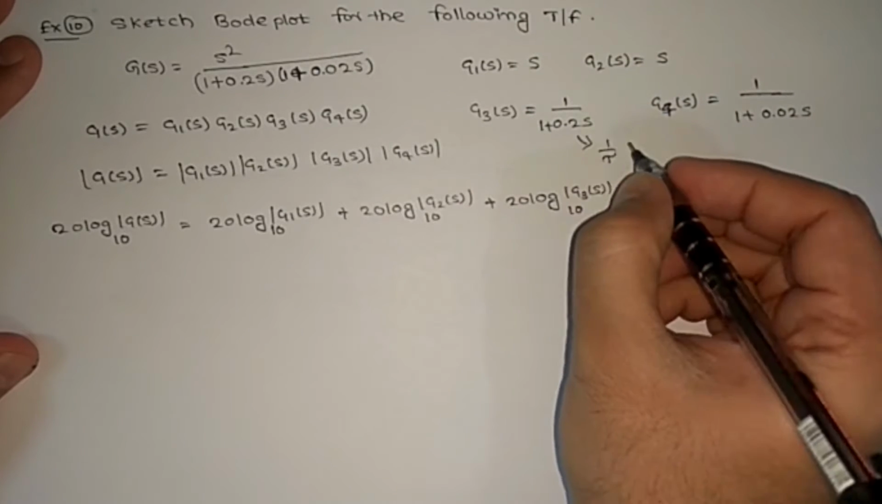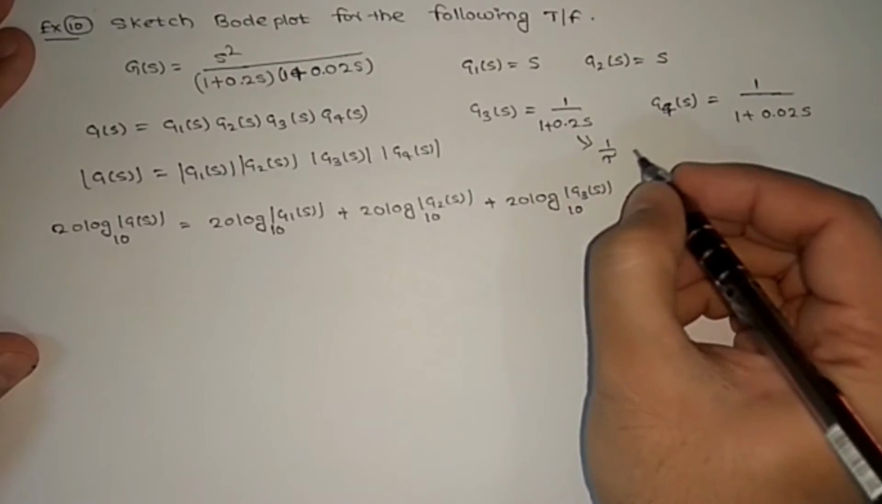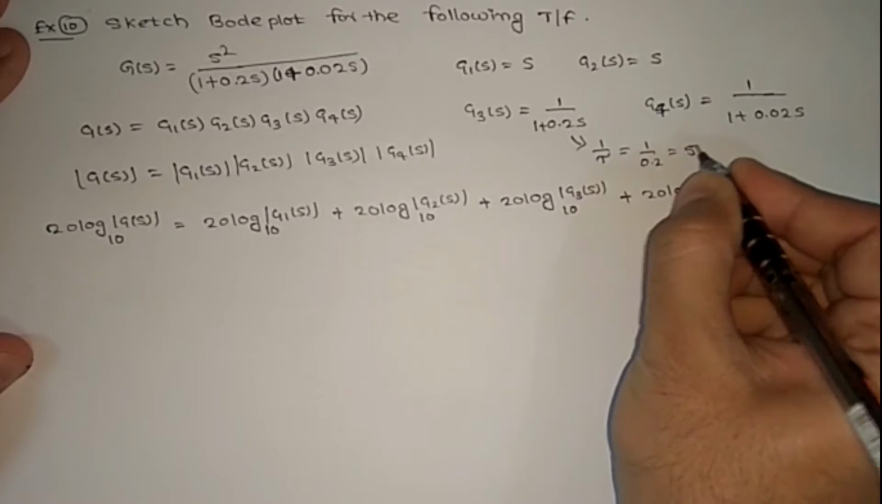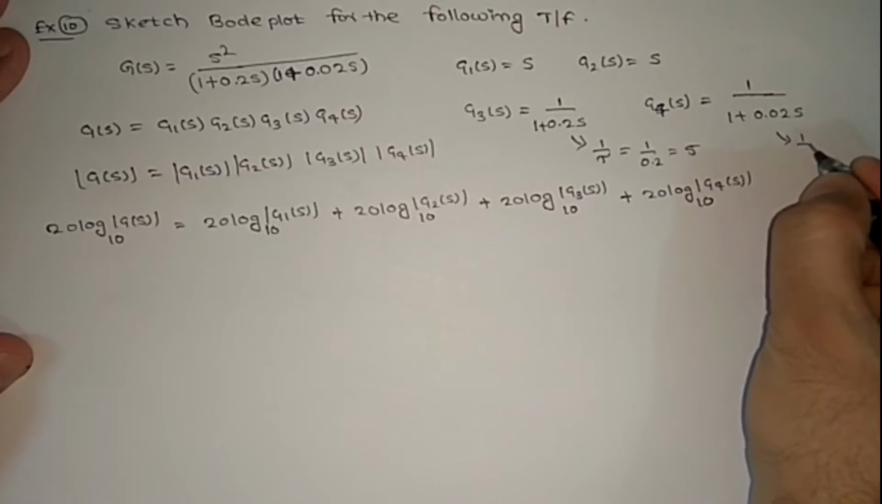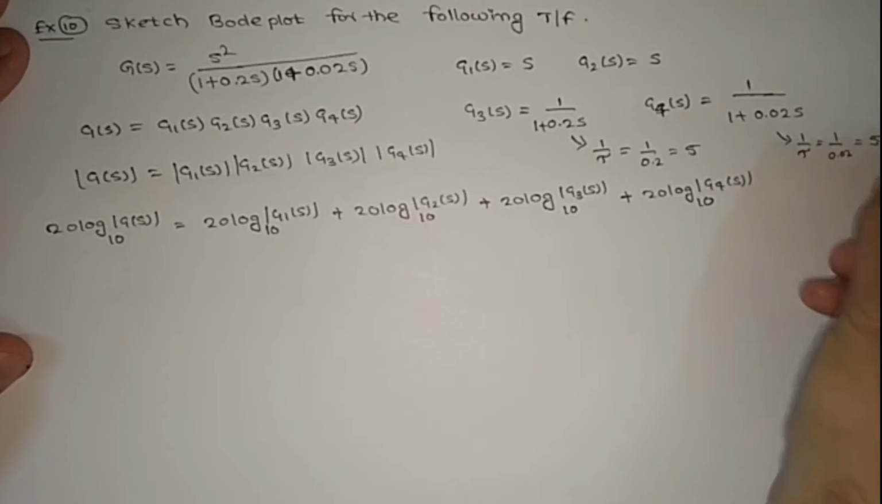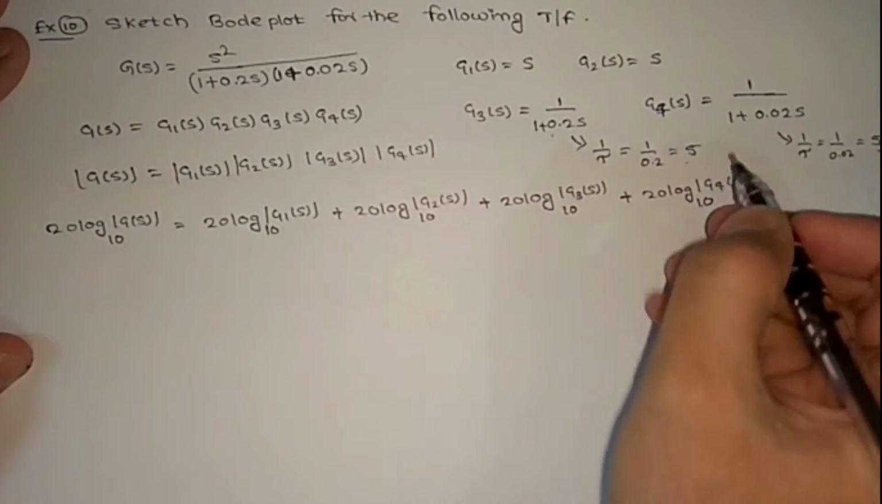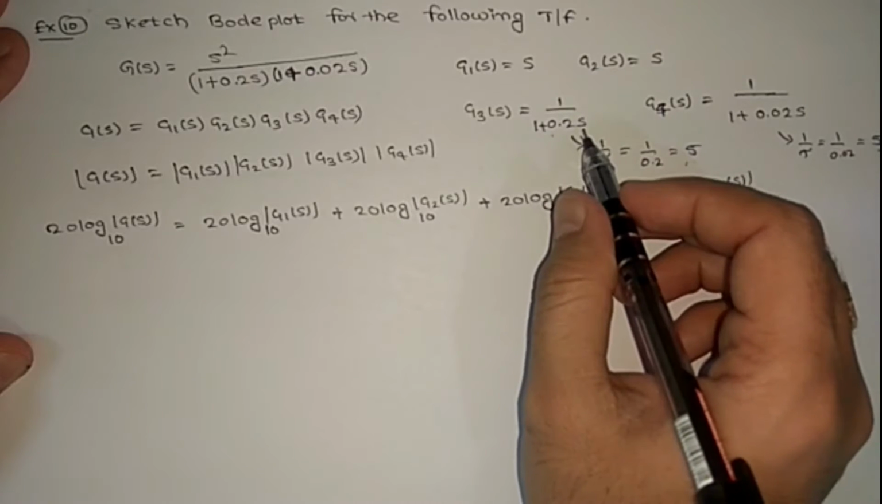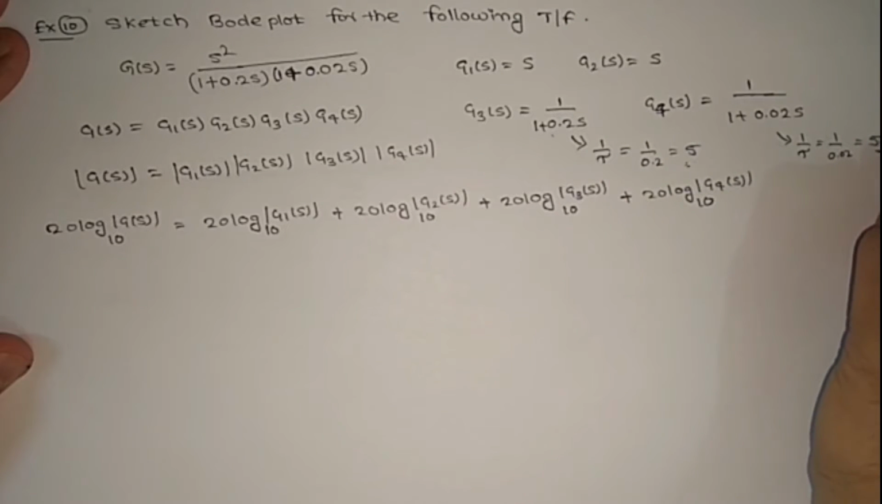So in this, what is the corner frequency? 1 by tau, right? Here tau is 0.2, so 1 by 0.2 is 5. What about here? 1 by tau, 0.02, 50. So this corner frequency is 50, and for this one the corner frequency is 5. Less than 5, it is 0 dB, and greater than 5, minus 20 dB per decade. And for this, less than 50 is 0 dB, and greater than 50 is minus 20 dB per decade, right?